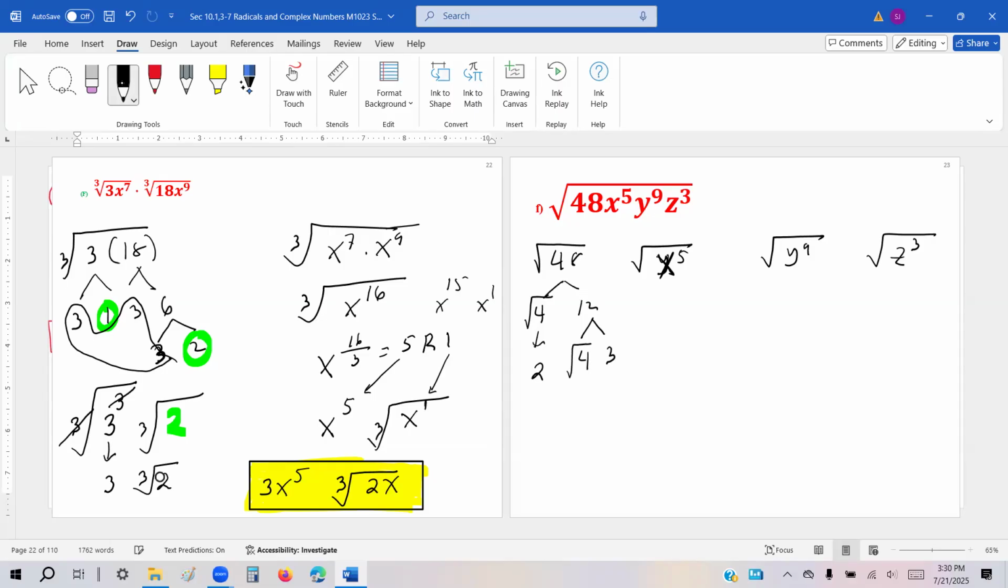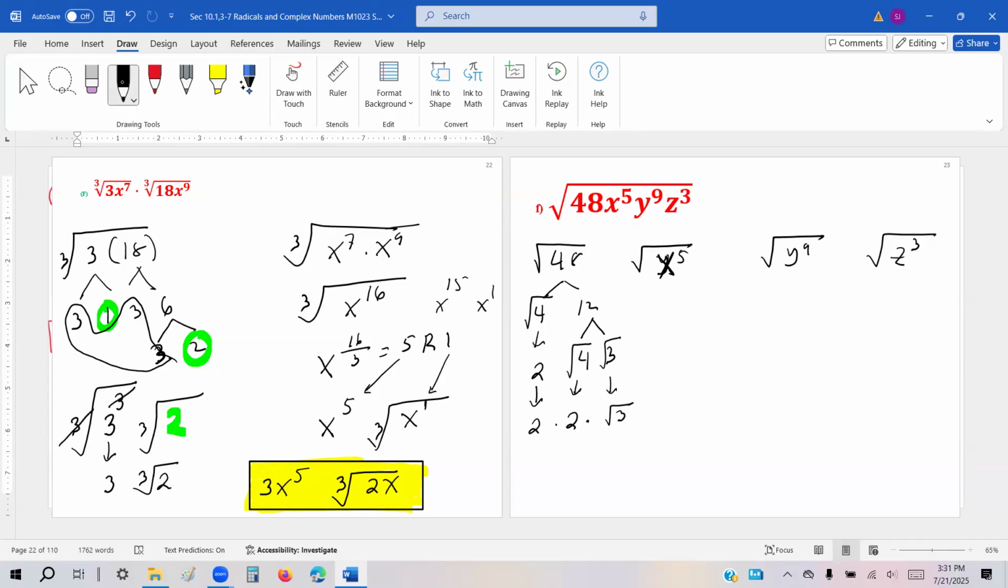Because square root of 4 is a perfect square number. But square root of 3 is not, and it's not breakable further. So you just leave it alone. So from here we get 2. From this 4, we get another 2. And this is not simplifiable. So we leave it.